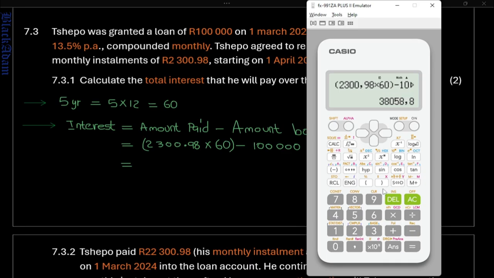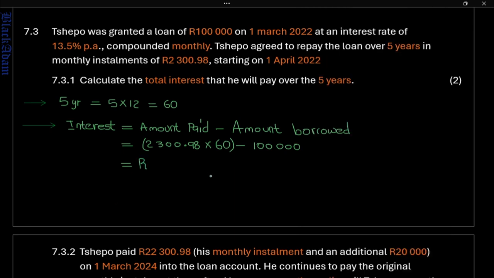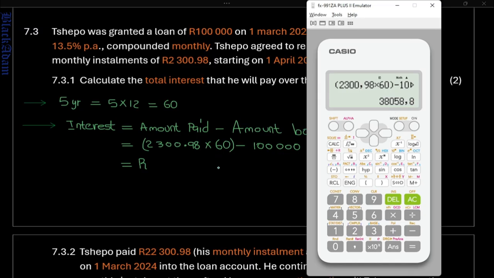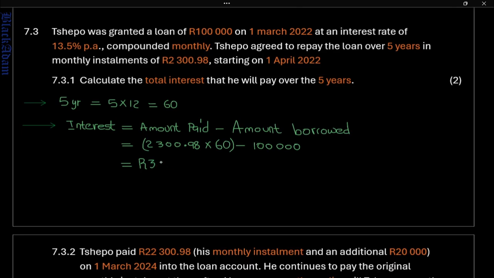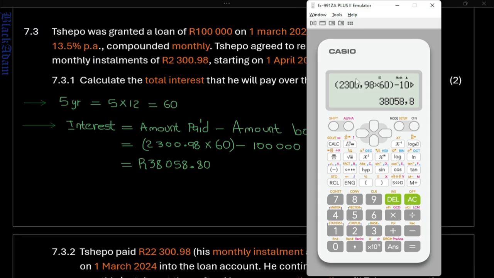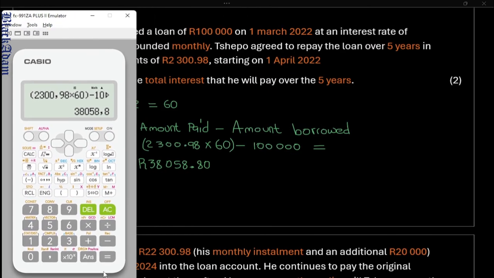So that's 100,000, and then we have 38,058 rand and 80 cents. So that's the interest. That's the amount that you pay for borrowing. If you could invest that money for 5 years, that's the money you would get. So when you borrow money, you give money to the lender, and when you invest, the money comes to you. So that's how the interest theory works.